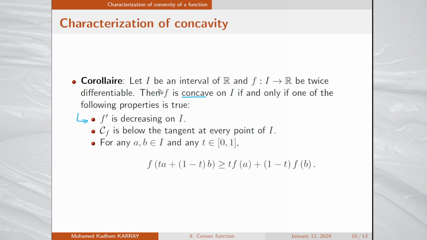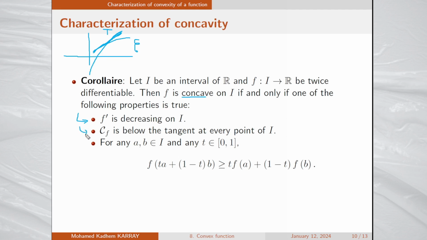The second property says that the curve of f is below the tangent at any point. So again, let's consider the logarithm function, and let's try to draw the tangent at a given point here. My line is not perfect, but this is a tangent here. And you see that the curve of f is below the tangent at any point. So this is the curve below the tangent.